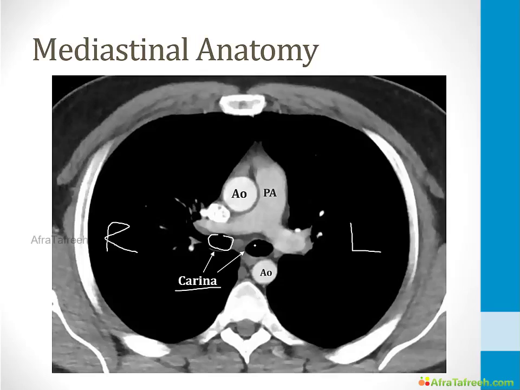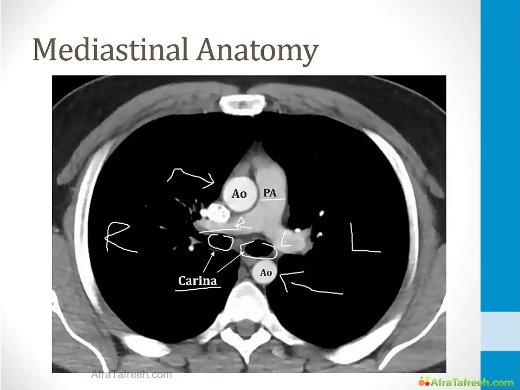These 2 black holes represent the bifurcation of the trachea into the left and right main bronchi. You've got the aorta back here. That's the descending aorta, and the ascending aorta right here. And this is the pulmonary artery here, and you can see it bifurcating into the left and right pulmonary arteries.